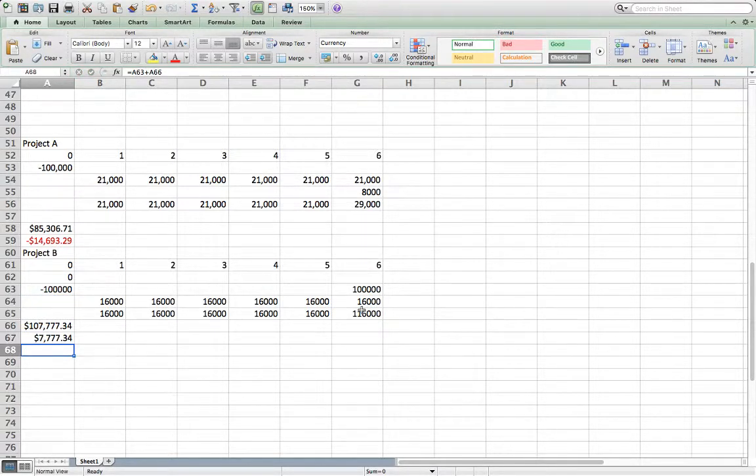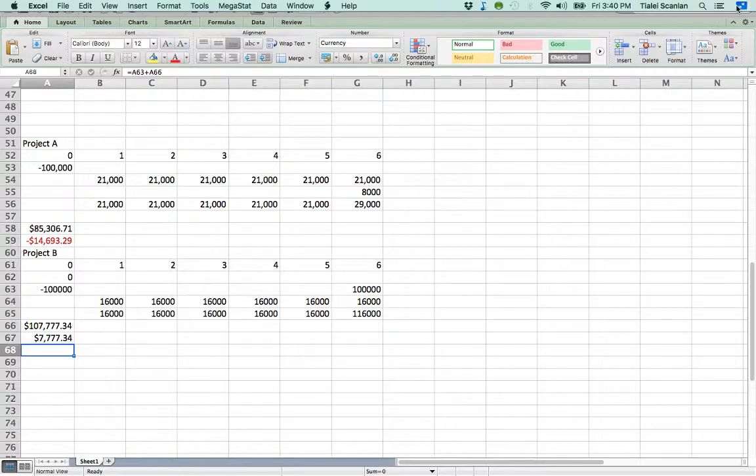So that's $107,777 minus our initial investment of $100,000. So I have a positive $7,777.34. So if I'm looking at Project A and Project B, Project B exceeds our required rate of return, and so I would choose Project B over Project A.